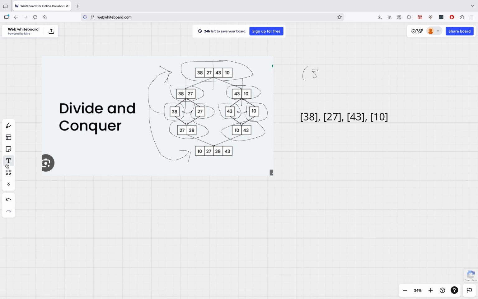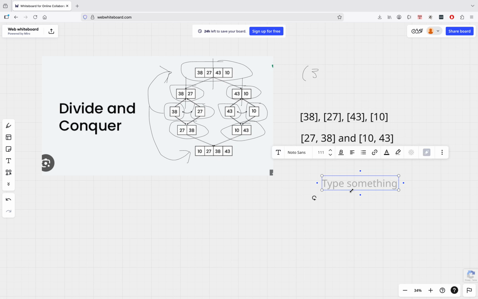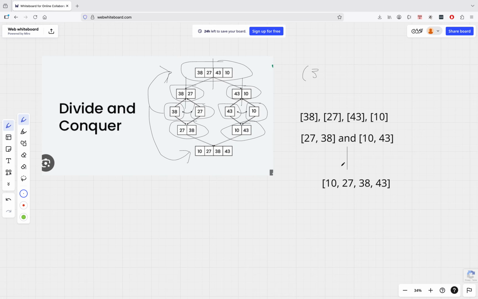For each of these, we compared 27 with 38, and we merged these arrays into now 27, 38 and 10, 43. But now, how do we merge these into 10, 27, 38, 43? This is the part that tripped me up when I was first looking at this. And it's actually a lot easier than you think.